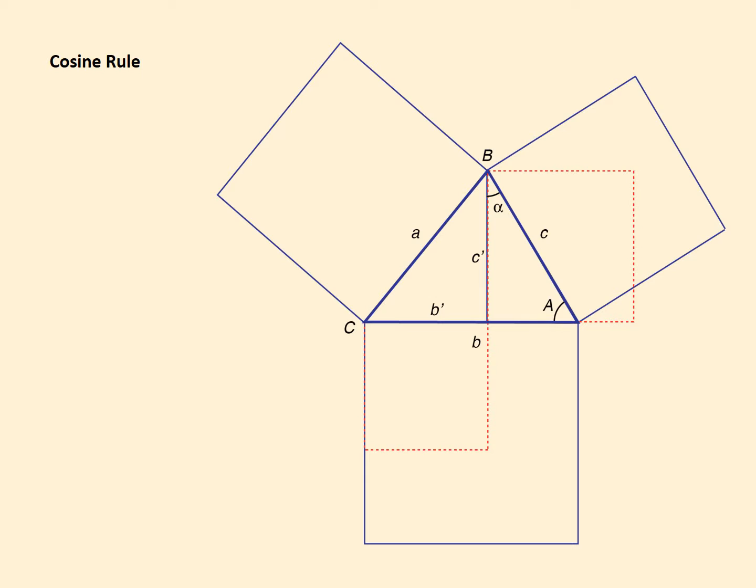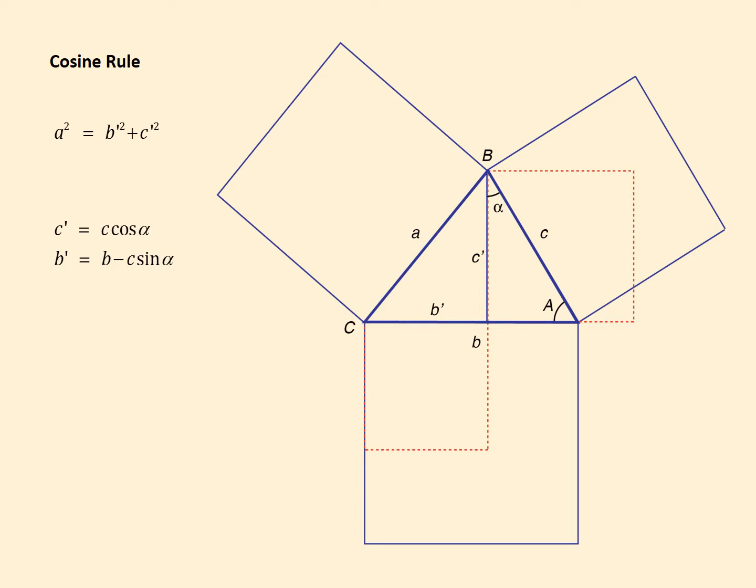The square on the right with edge length C is going to be rotated and reduced in size to give the red dotted square, and similarly the bottom square is going to be reduced to give another red square, and then we can use Pythagoras' theorem on the result. So I've called this right angle triangle that's going to be formed with hypotenuse A and base B dash and height C dash. Pythagoras' theorem would then give that A squared is B dash squared plus C dash squared.